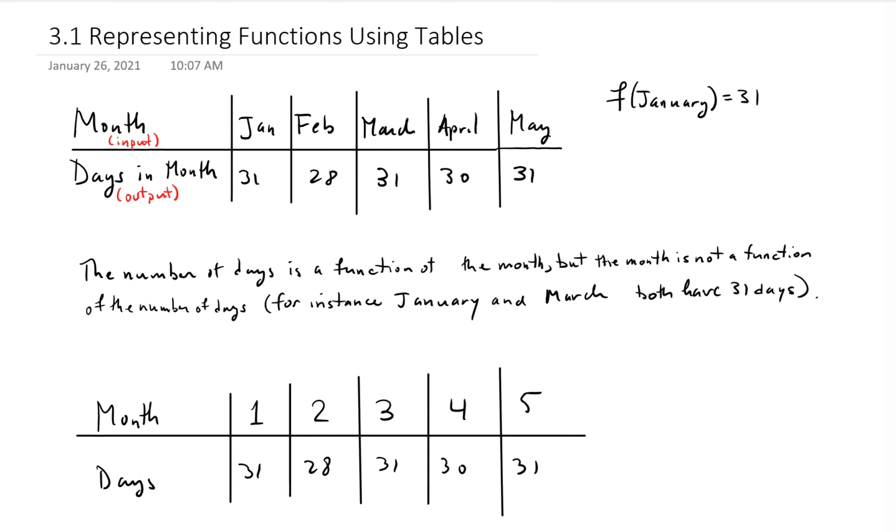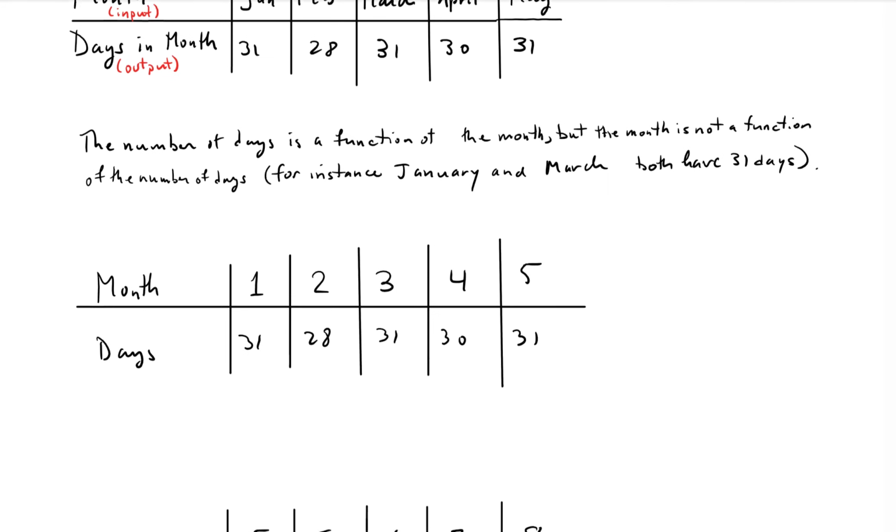Now, having an input that's a word, like January, February, might be inconvenient. Just like in this case, we could just give numbers to those months. First month is January, second month February, and so on. So instead of January, February, March, 1, 2, 3, 4, 5 might be more convenient, since we can actually work with just inputs that are numbers and outputs that are also numbers. So in this case, we could write f of 3 is 31 because March has 31 days.